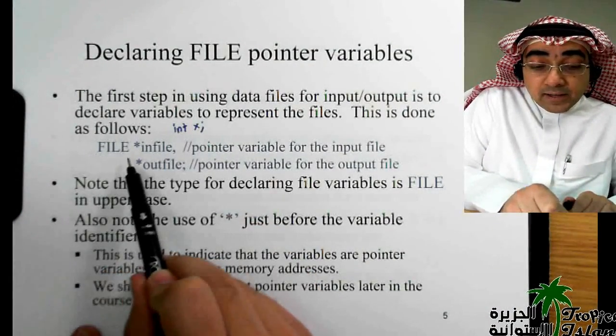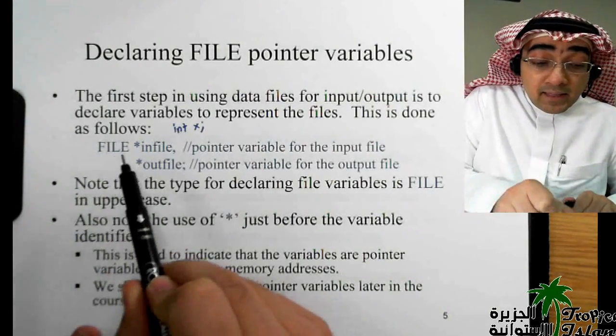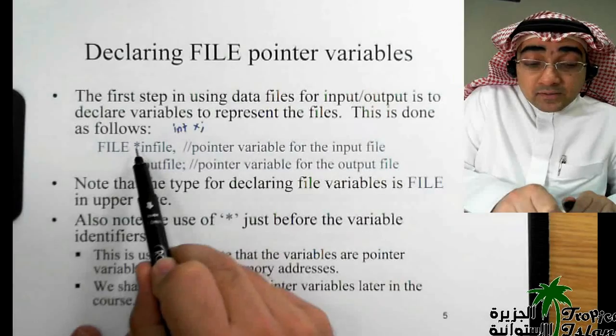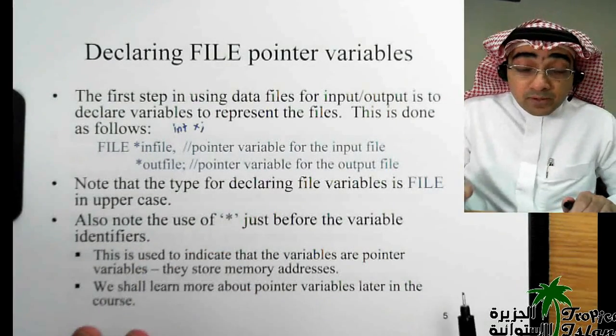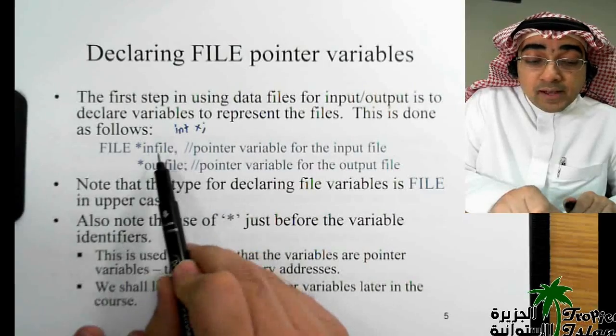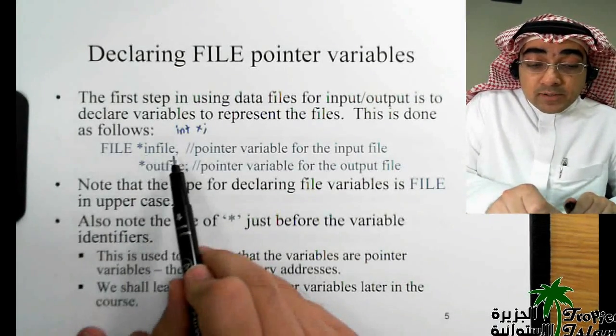Over here the type is FILE, capital F, capital I, capital L, capital E, and then you have to put the star sign to indicate that this is a pointer, and then you make an infile. So this is the file name. You can name it infile, you can name it ABC, you can name it XYZ, whatever name that you want.